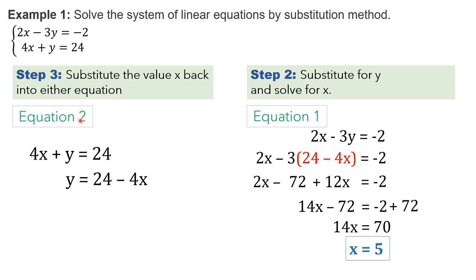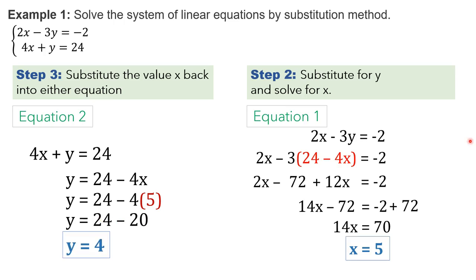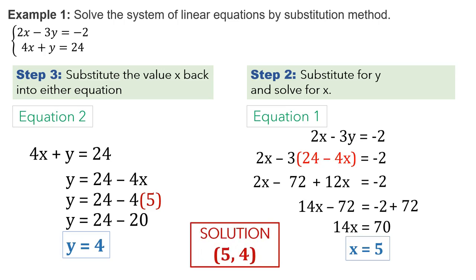Since we have solved for y in equation 2, we may just use this. Okay, so the variable x, which is equal to 5, let's just substitute it here. Remove x and change it with 5. After that, simplify. 4 times 5 will give us 20. Therefore, 24 minus 20 will give us positive 4. So now we have the value for y, which is equal to positive 4. Therefore, the solution of this system of linear equations is 5 and 4.